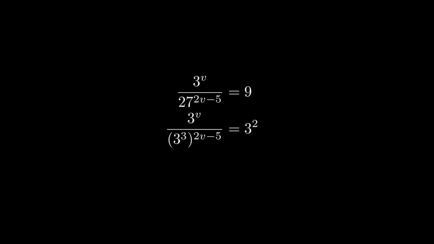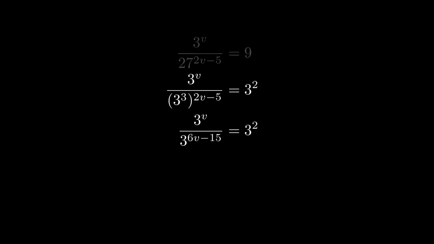So we're just using the rules of indices. In the denominator, I multiply the 3 times 2v and times the negative 5. So that's that step.